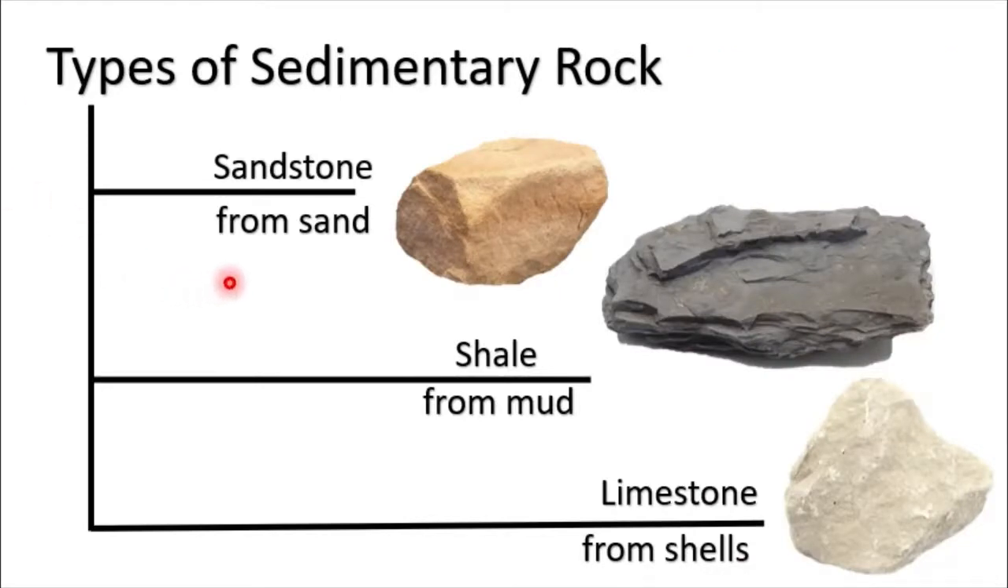So we have sedimentary rock from sand, the compaction and lithification of sand, and the product that is formed from the lithification of sand is called a sandstone. So this is the color of a sandstone. It's more or less tan in color.